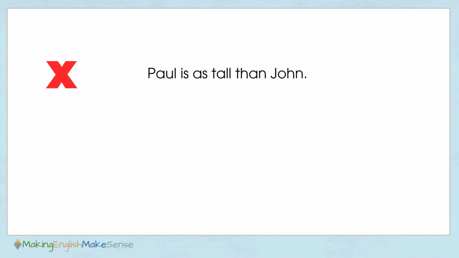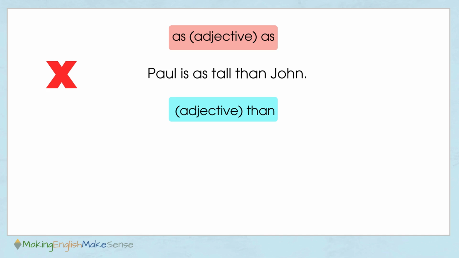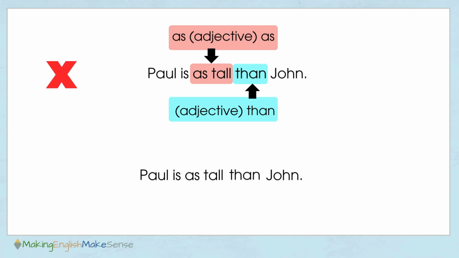Now let's go back and look at the mistakes in our first two original sentences. In the sentence, Paul is as tall than John, the speaker has mixed the equative and the comparative constructions together. Since we're talking about a similarity here, all we need to do is replace than with as. So the correct sentence would be, Paul is as tall as John.